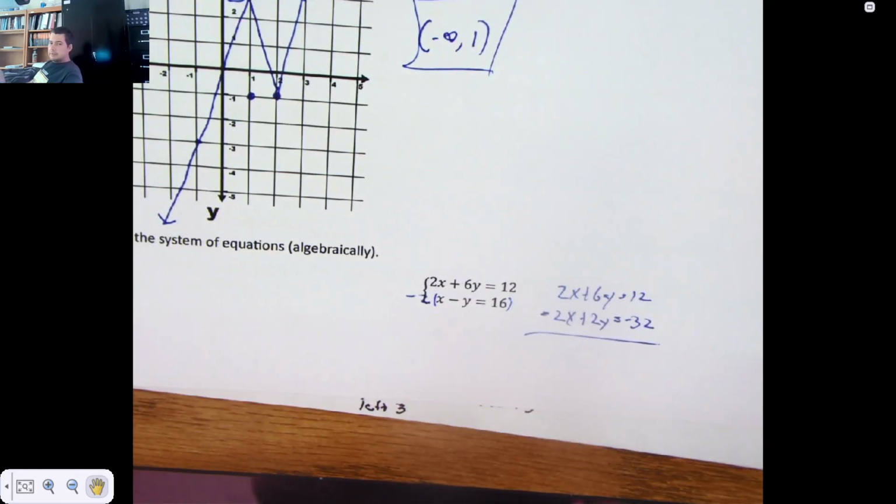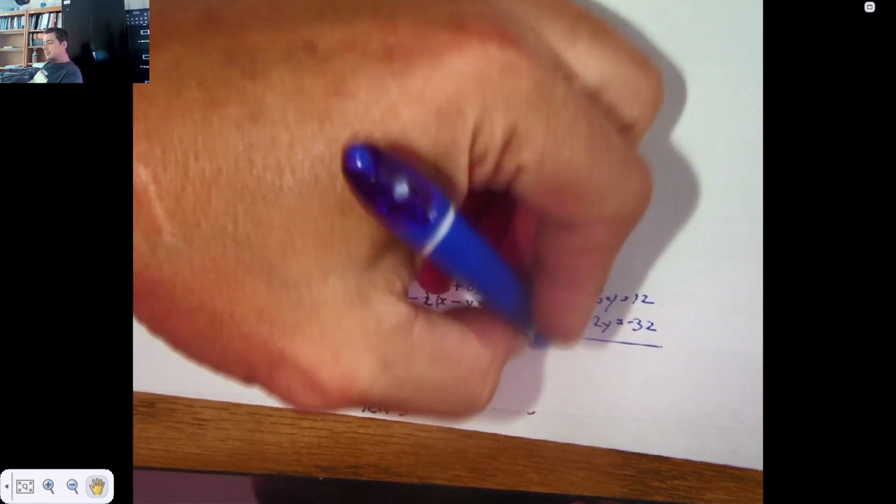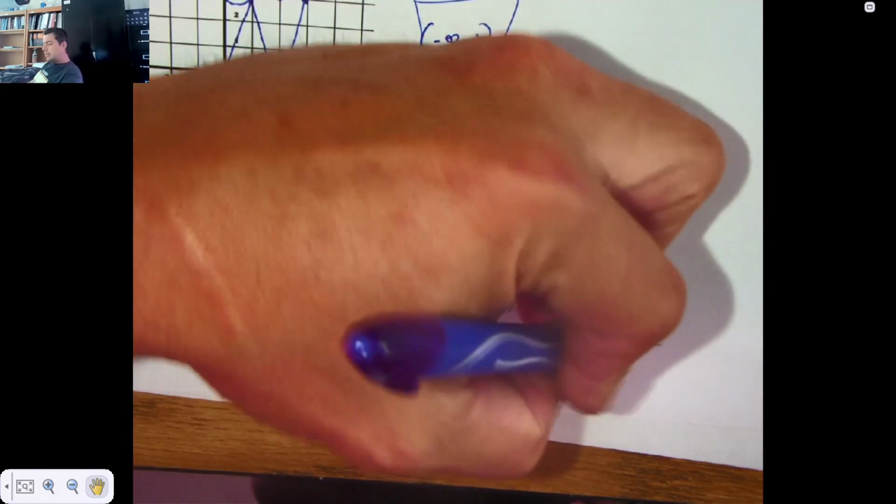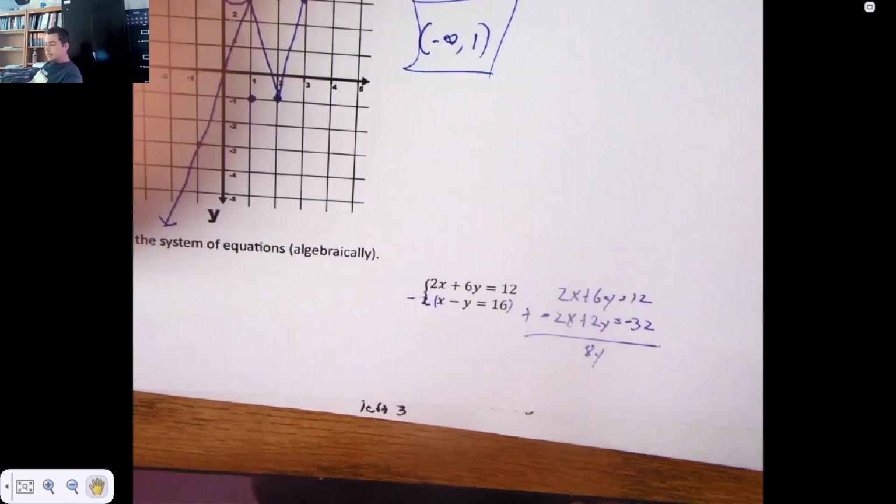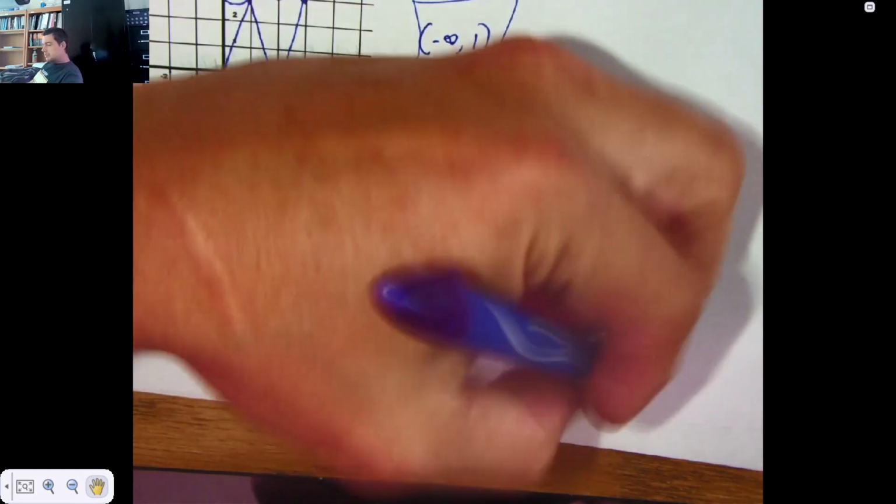So I took the bottom equation and multiplied by -2 because I was thinking about outcomes. That's why I did it. The outcome is there's no x's, there's 8 y's when I add them together, and 12 and -32 sums to be a -20.